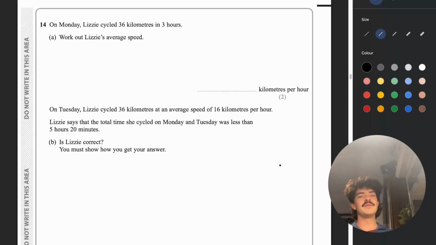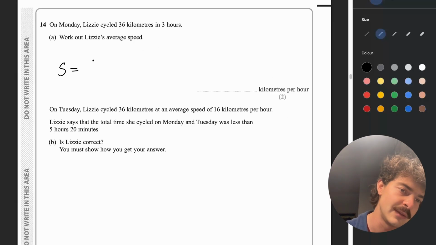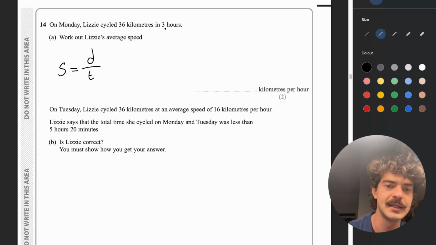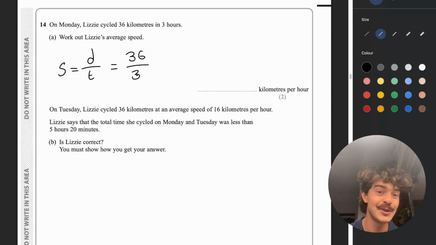Okay, question 14. On Monday, Lizzie cycled 36 kilometers in 3 hours. Work out her average speed. Okay, and this is in kilometers per hour, so we're not dealing with any conversions here yet. So speed is equal to distance divided by time. Okay, we have a distance and we have a time. So our speed would just be 36 divided by 3. We've got a calculator, use it. 36 divided by 3 is 12.